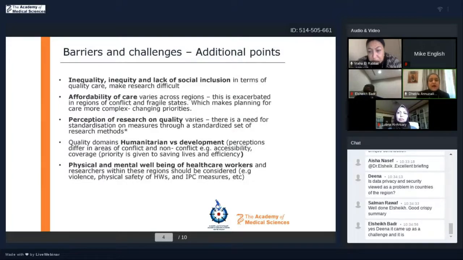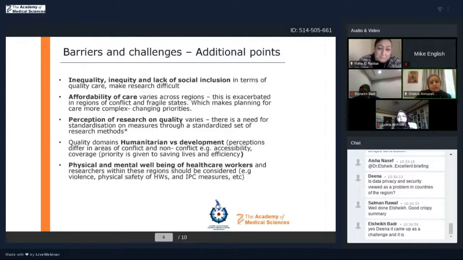Humanitarian versus development. Now we are in this setting, and the region is focusing on humanitarian, on those volatile areas, more than development. So that changed the quality domains. So perception differs in areas of conflict and non-conflict settings. So life-saving is more important than the efficiency and the quality of health services provision.